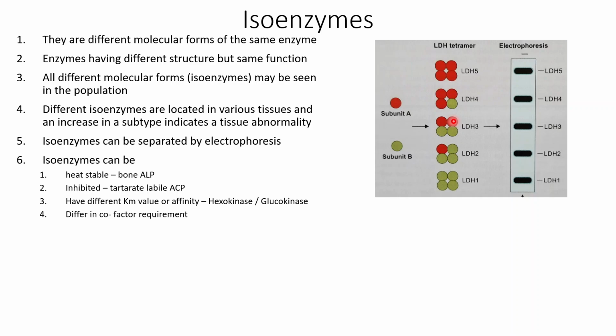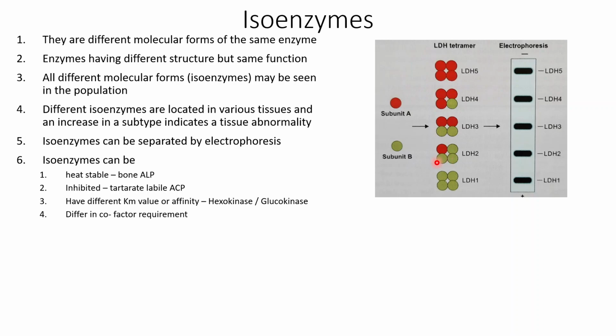Okay. Now all different molecular forms of isoenzymes may be seen in the population. Okay, so for example LDH1 to LDH5 are all present in all of us. Okay, or we can also have various proportions of isoenzymes present in different populations. Okay, so that we will see. Now different isoenzymes are located in various tissues and an increase in a subtype indicates a tissue abnormality.